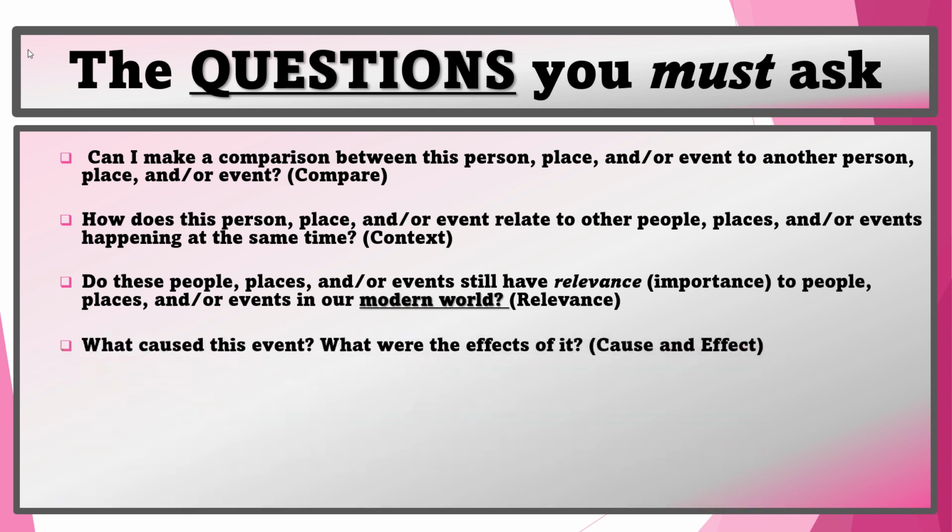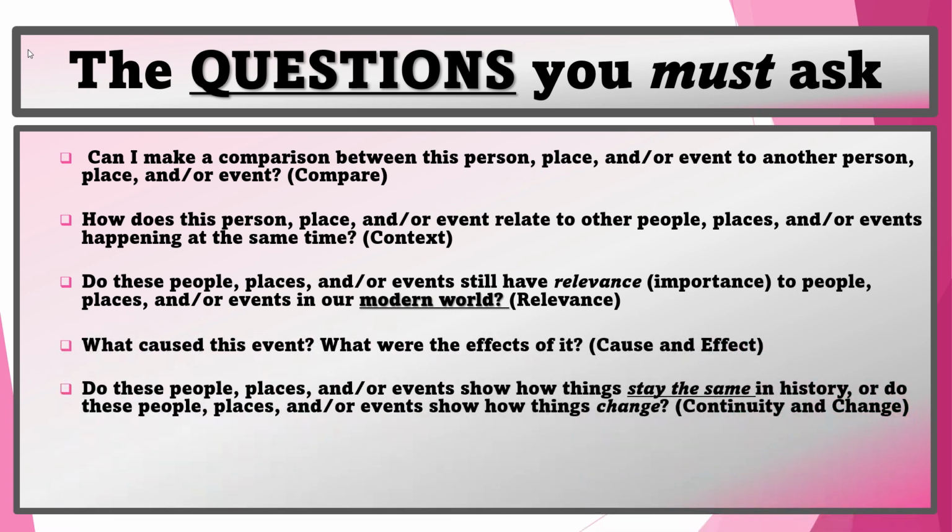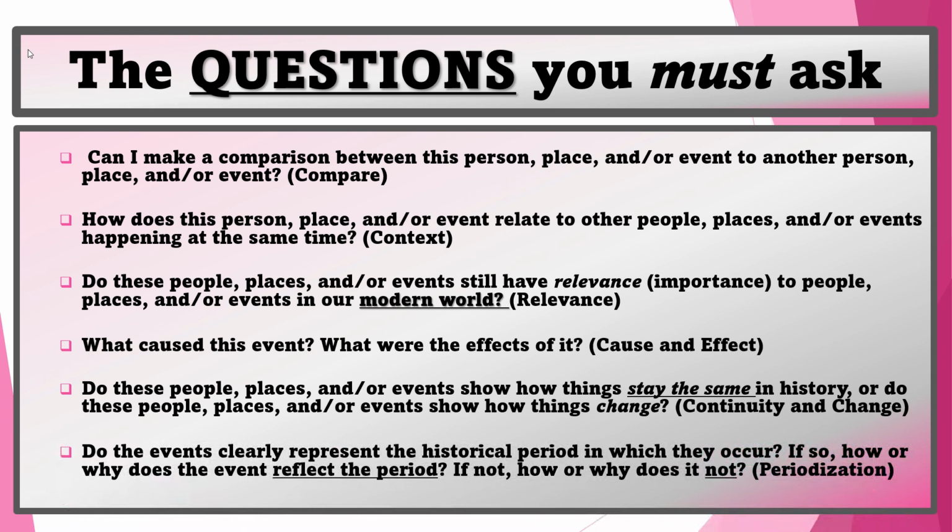What caused this event? What are the effects of it? This led to that. Cause and effect. Do these people, places, and or events show how things stay the same in history? Or do these people, places, and or events show how things change? There's your continuity and change. And finally, do these events clearly represent the historical period in which they occur? If so, how or why does the event reflect the period? What about it? If not, how or why does it not? There's your periodization. And these are the questions I kind of ask myself before I finally answer the question at the end with one of the historical inferences.